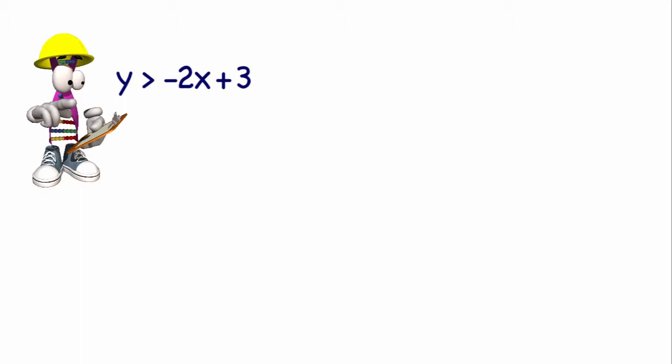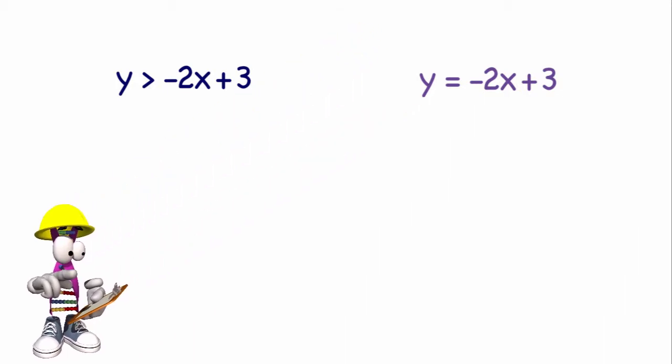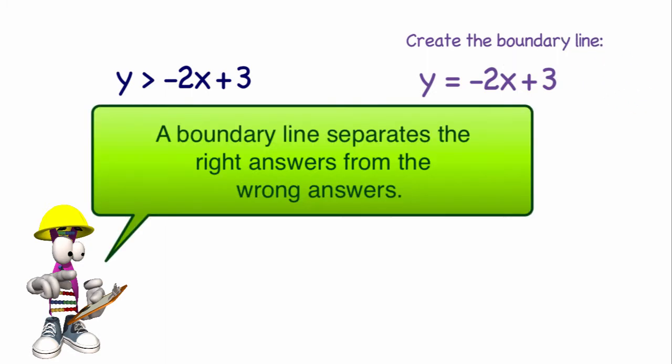One of the graphs that I'm familiar with is graphing things like y equals negative 2x plus 3. And that helps us a lot because when we come up with solutions for our x and y, some solutions are going to be right and some solutions are going to be wrong. Finding these solutions to y equals negative 2x plus 3 is going to create a boundary line which helps separate our right answers from our wrong answers.